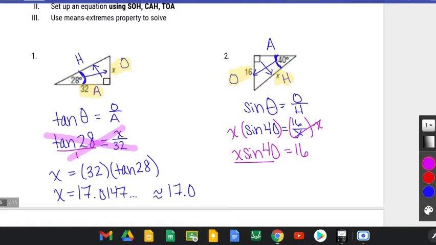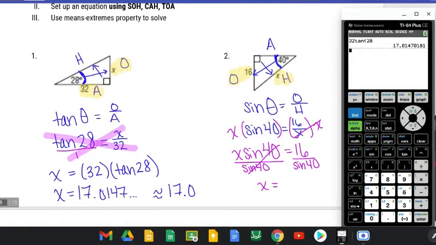To get x by itself, I need to get the sine of 40 away from it, and to do that, I would use division, inverse operations. Sine and 40 will never separate from one another. The sine of an angle is always together. You can't just divide by sine, you have to divide by the sine of an angle. It's simply a number in your calculator.